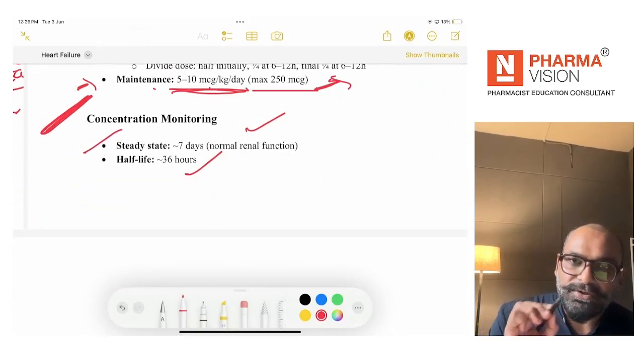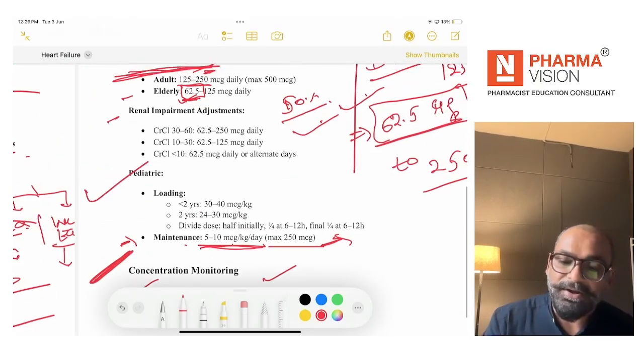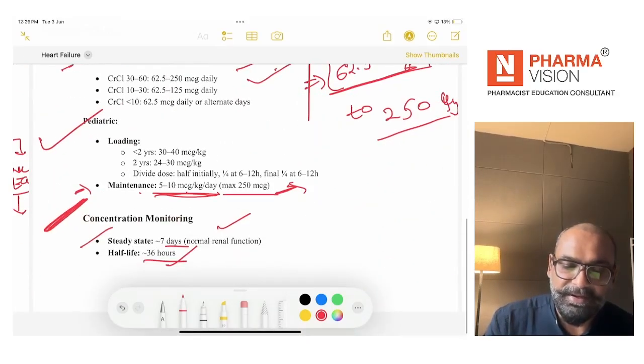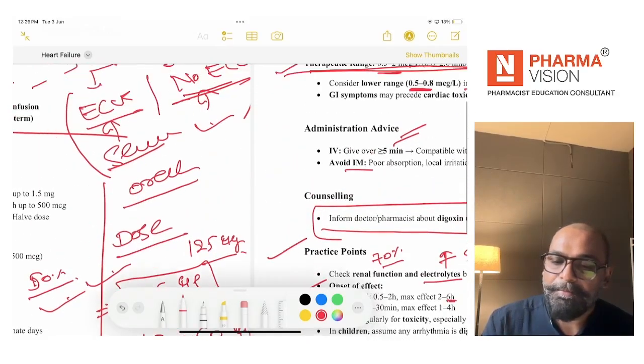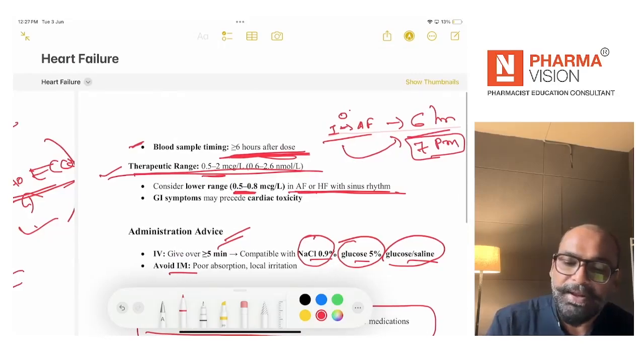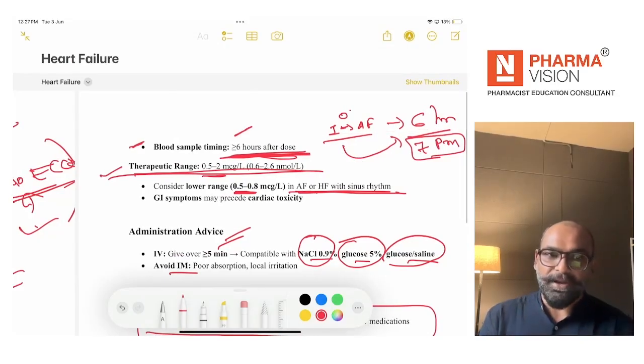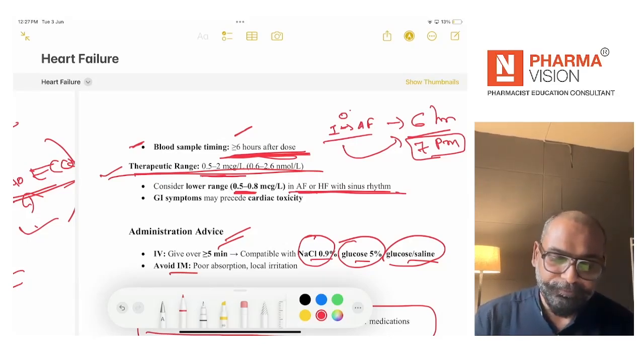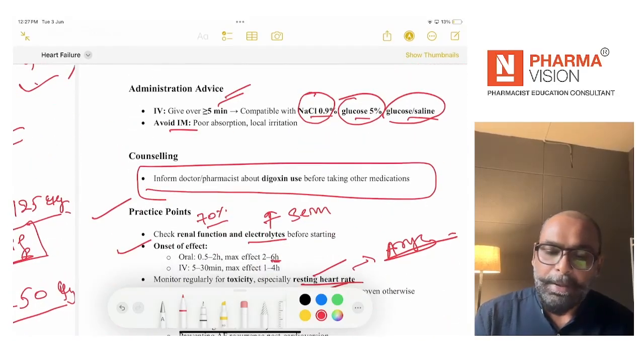Steady state concentration requires 7 days, and half-life is 36 hours. When doing TDM, therapeutic drug monitoring, we always have to consider that the gap between dosing and sampling should be 6 hours. This is also a very important question you can sometimes expect in your exam. What is the therapeutic range? 0.5 to 2 microgram per liter. Okay, it's compatible with everything.